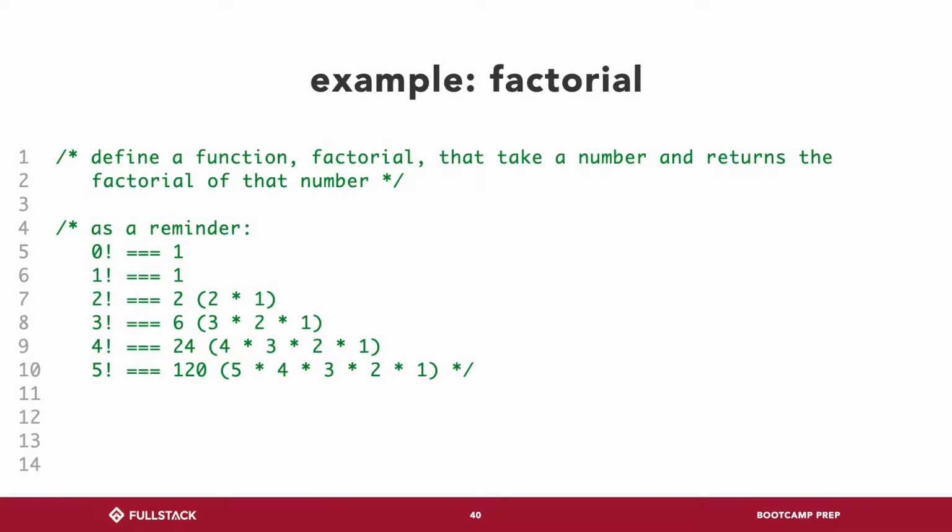So let's go on to an example, factorial. Factorial is just like a math thing. Like 2 factorial is 2 times 1. 3 factorial is 3 times 2 times 1. It's basically the number times everything before itself to 1. That's what a factorial is. And then factorial of 1 and 0 is 1. Okay?